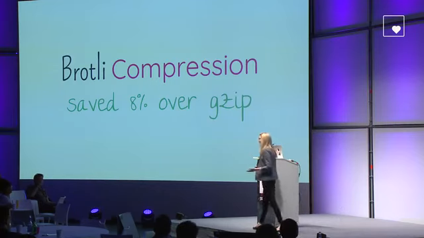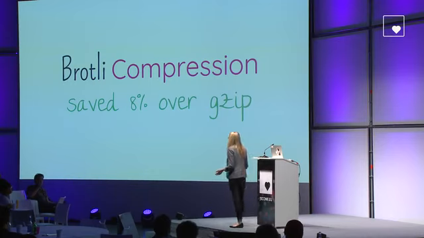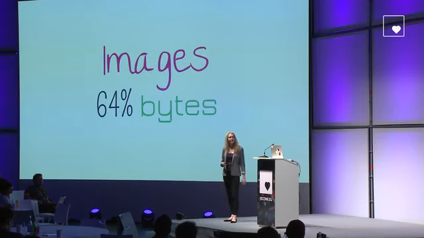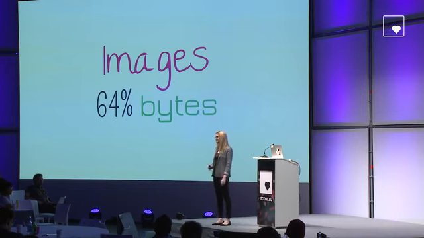On our main page, so on the HTML, we use a compression algorithm called Brotli. And that saved us 8% over gzip, which is another compression algorithm. And then finally, I want to talk about images, because images make up 64% of the bytes of an average mobile page. That's huge. So if you can affect images, you can have a huge impact on the size of the page.